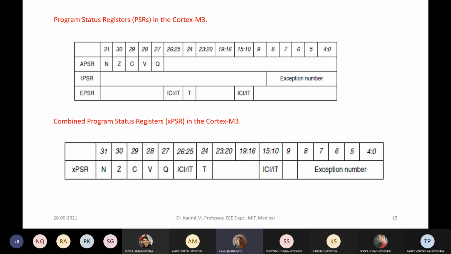Yeah, this is the format showing the program status register. As you can notice, the APSR shows only the flag bits, IPSR shows the exception numbers, and EPSR shows some of the thumb mode and the interrupt bits. This is the complete format, the bit fields of the combined program status register. Let us see what those are.